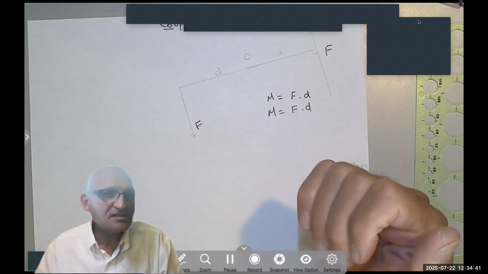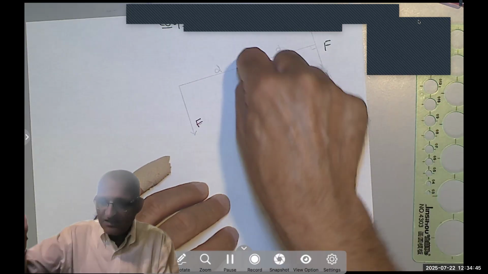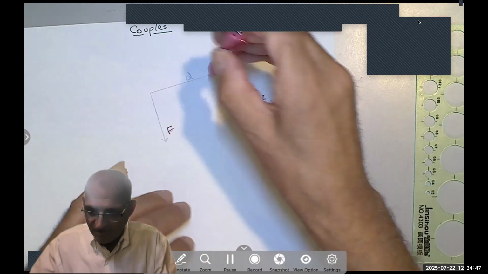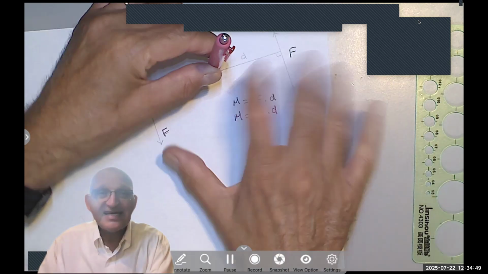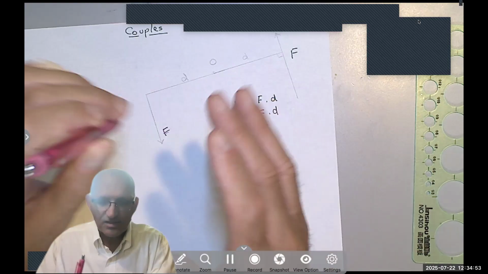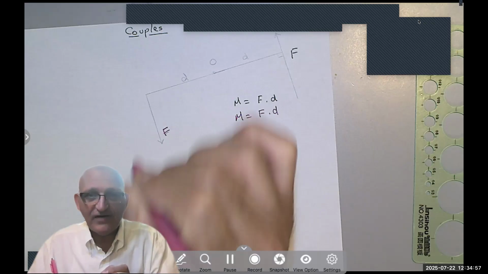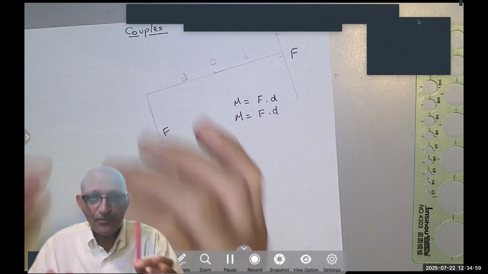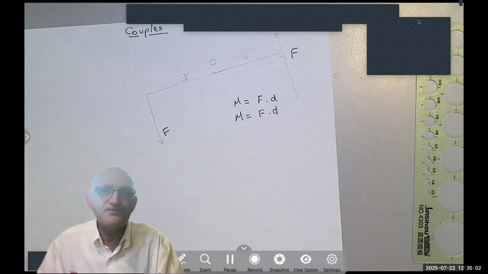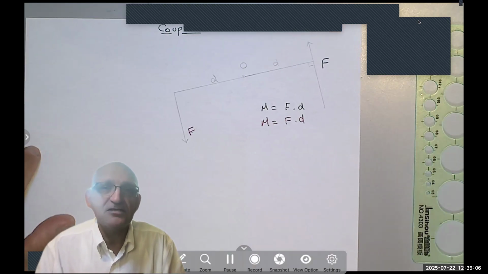So forces as well as moments. Notice the moment about O has a unique direction, and if I take the moment about any other point, I get a different value. So it's not a free moment. It's not a free vector. It's a specific vector, right? At each point, the magnitude of the moment is different. But for the couple, couples are free vectors.